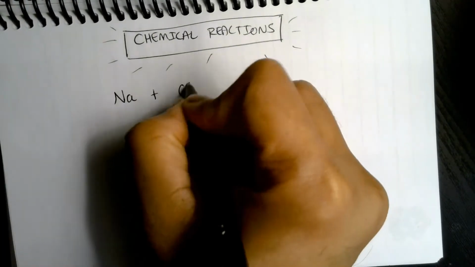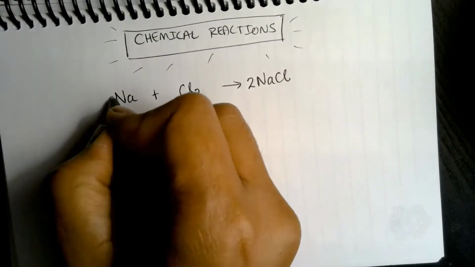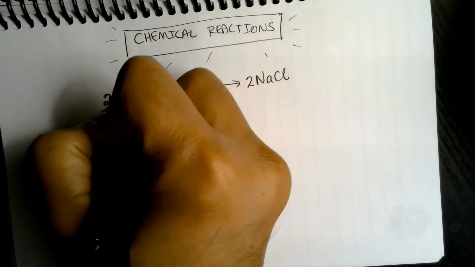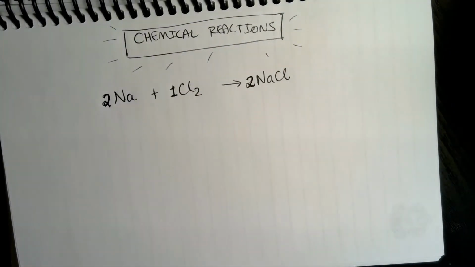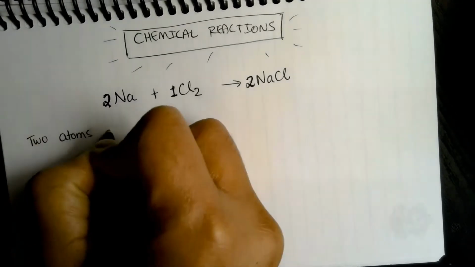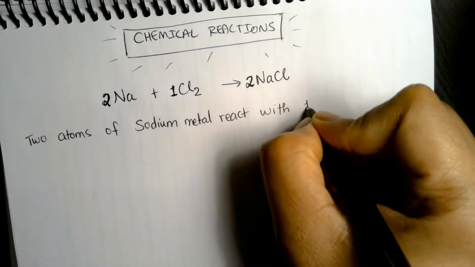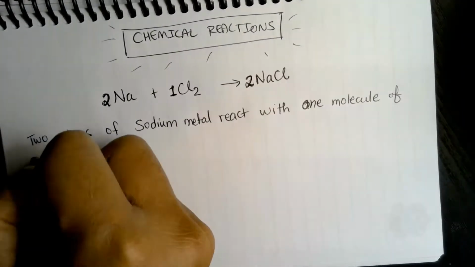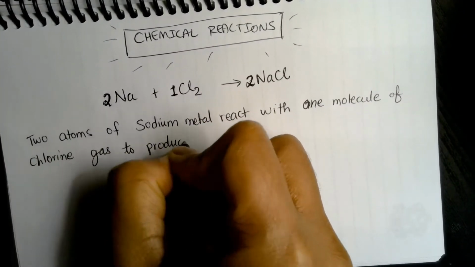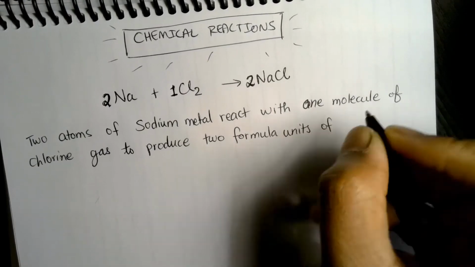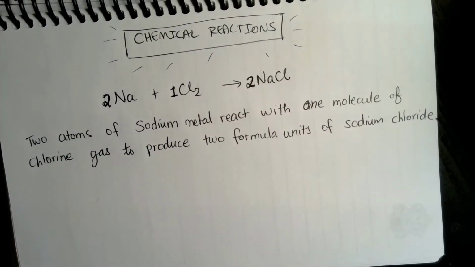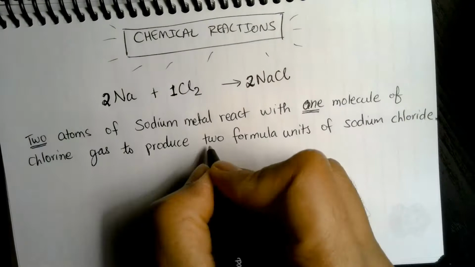For example, Na plus Cl2 makes NaCl. To balance this reaction, you must use coefficients. These coefficients tell us something very fundamental about how this reaction proceeds. If I was to write a sentence for this reaction, I would write: 2 atoms of sodium react with 1 molecule of chlorine gas to produce 2 formula units of sodium chloride. The words atoms, molecules, and formula units just refer to the number of particles.